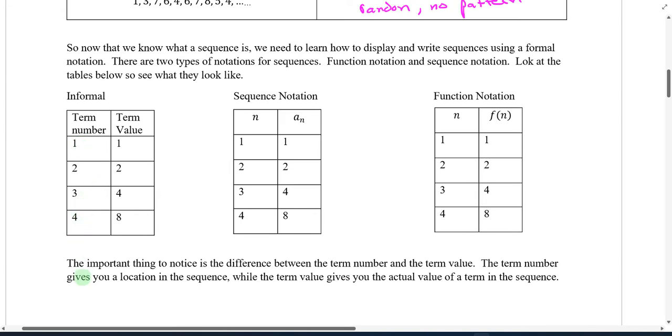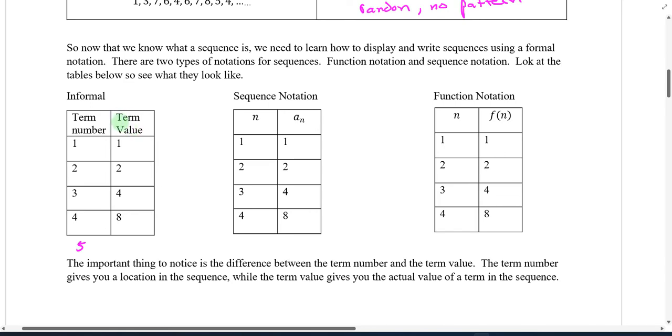So if I wanted to know the fifth term, I'd put here a 5, and then I would continue whatever pattern is happening over here with the term values. There is a distinct difference between the term number and the term value. The term number describes a location in the sequence. The term value gives you the actual values of the numbers in the list.